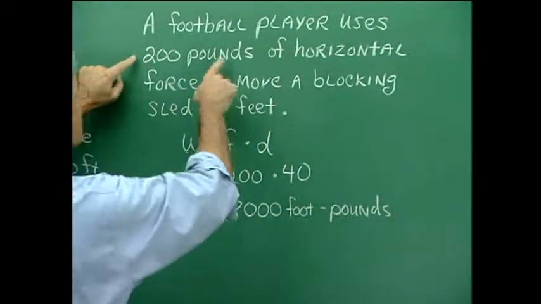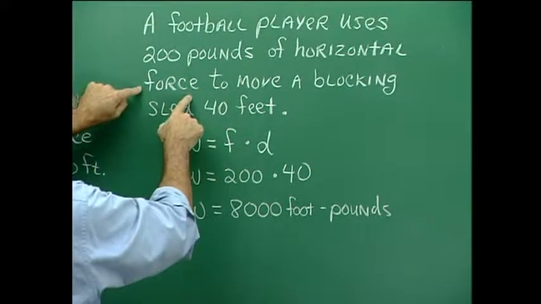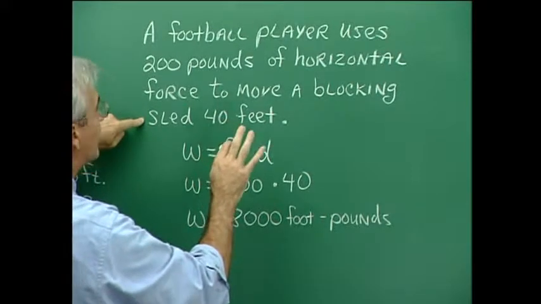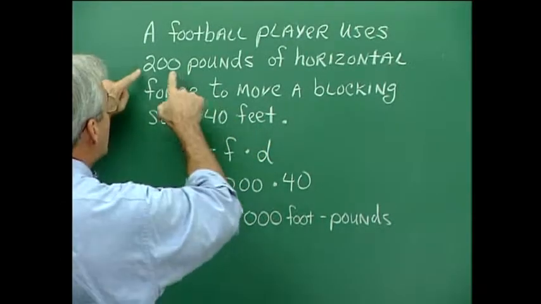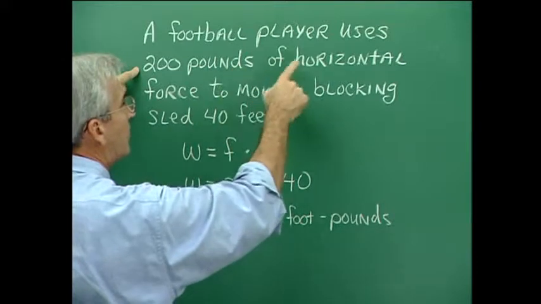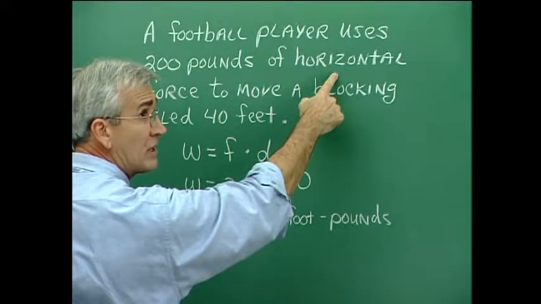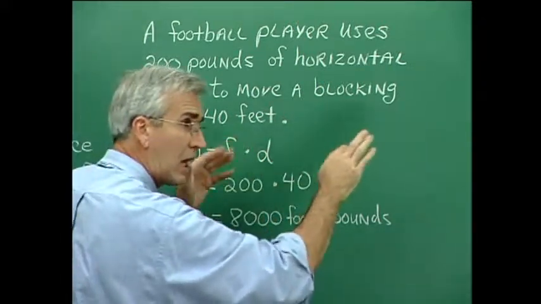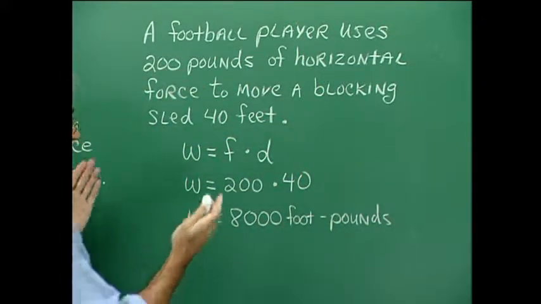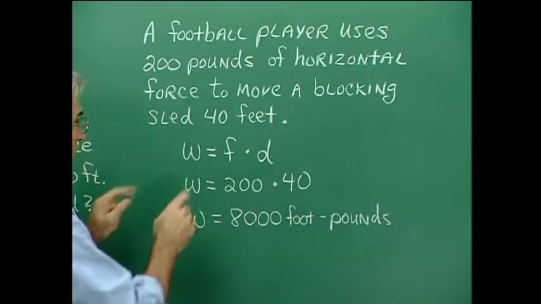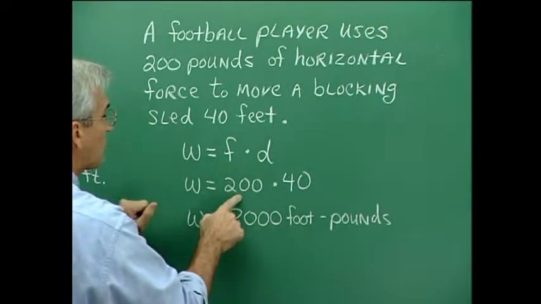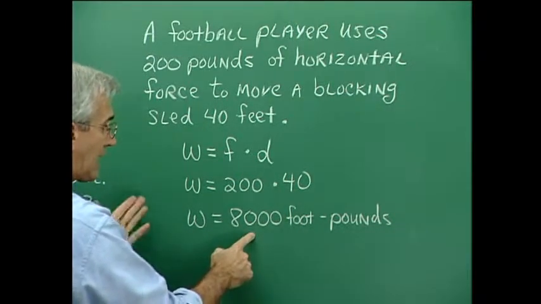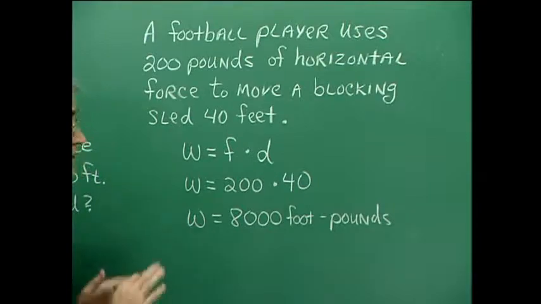A football player uses 200 pounds of horizontal force to move a blocking sled 40 feet. Now let's think about that direction of motion here. So the 200 pounds of force is being applied horizontally, in the same direction as the movement of the blocking sled. The movement of the blocking sled is also horizontal. So we can just directly apply our work formula. Work is force times distance. The force is 200 pounds. The distance is 40 feet. 200 times 40, 8,000. 8,000 foot-pounds of work is accomplished.